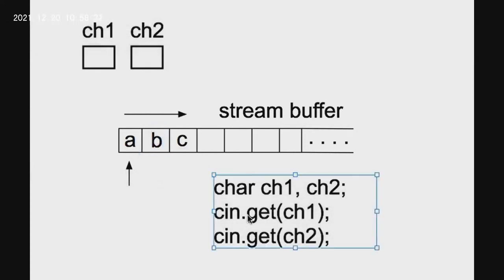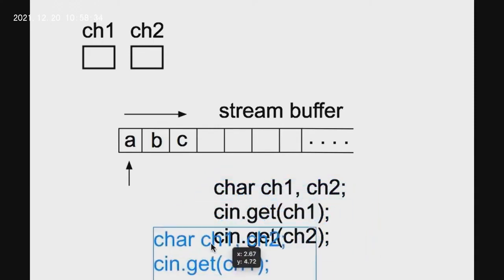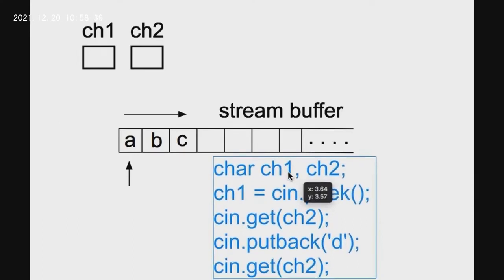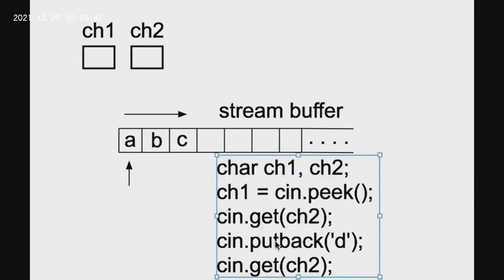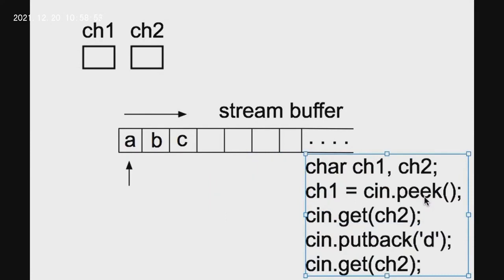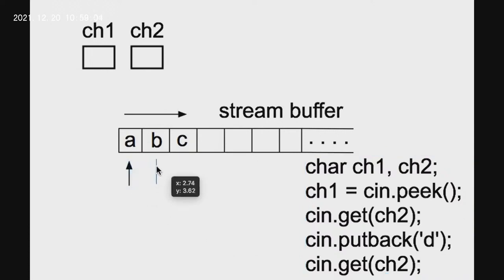But let's change our program, and we're not going to be using just simply get anymore. Let's use a combination of several statements. Okay, so we still set aside ch1 and ch2 right there. But the first statement to be executed is cin.peek. Okay, so peek is very similar to get, except that it will not move the pointer over to read the next item. Remember that that's what we did with get.